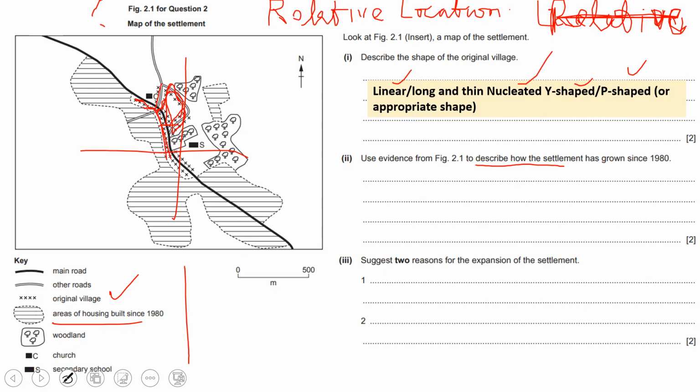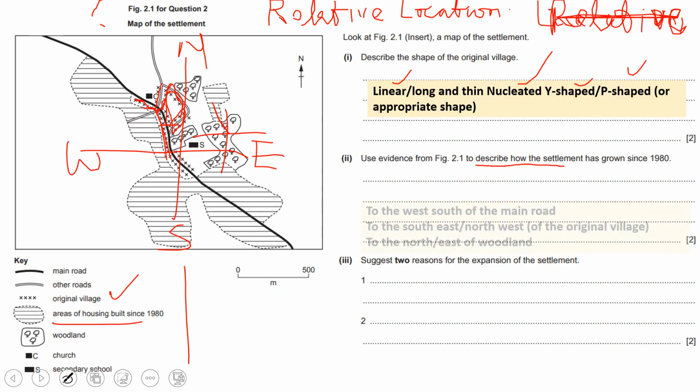So if you look at this, it is your north, east, south, west. So it has grown outward towards the southeast. You have more of it here towards the southeast. You also have it towards the northwestern part along the road, and also the southern part around the road or around the village. Then around the original settlement, if you look at this woodland here, you can see it at the northern or north western part of the woodland. That's how you get the answer.